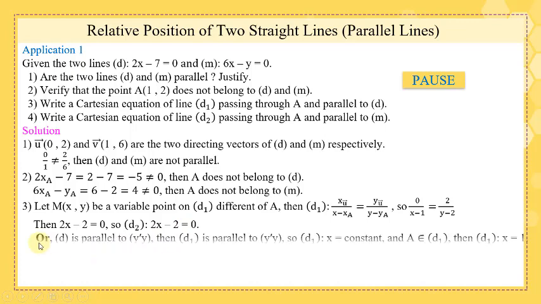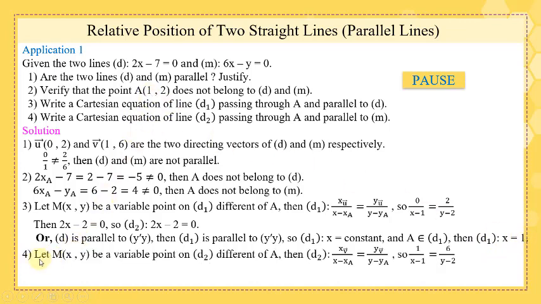We have another method to solve this part. Notice that the line D is parallel to the y-axis. And since line D1 is parallel to line D, then line D1 is also parallel to the y-axis. So the equation of line D1 is x equal to constant. But point A belongs to line D1, then we have the equation of line D1 is x equal to 1, which is the abscissa of point A.